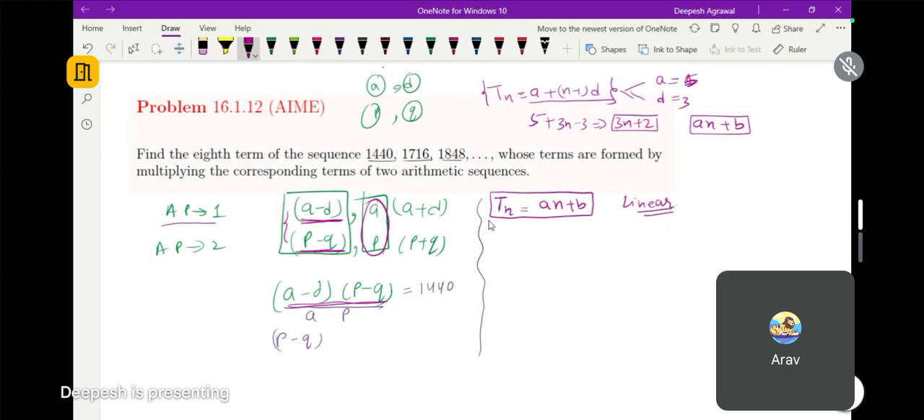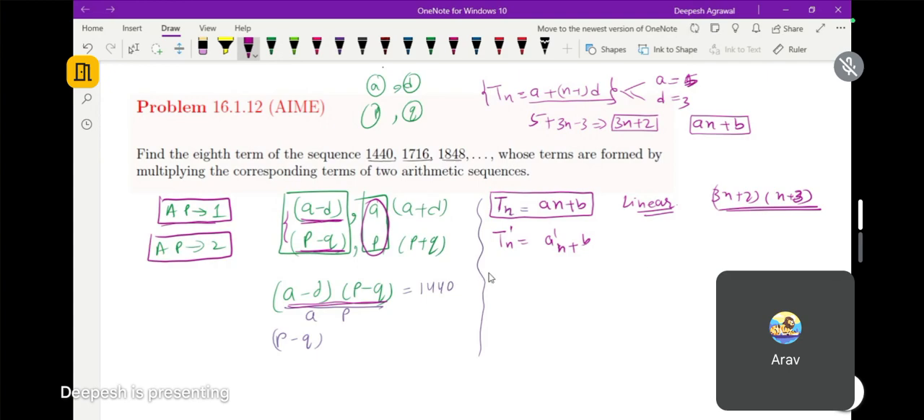Suppose you have two arithmetic sequences, 1 and 2. So you'll be getting two general terms, Tn and T dash n. a and b can be any real number, so you'll be getting 3n plus 2 from the first sequence, and from the second sequence you can get anything like n plus 3. And if you multiply, you'll be getting a quadratic equation in n.